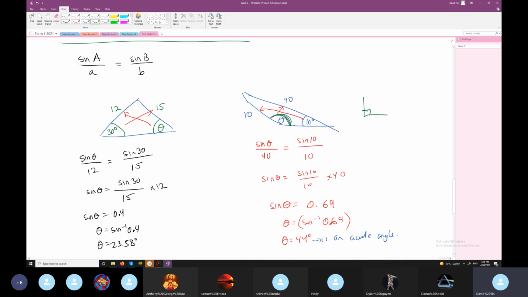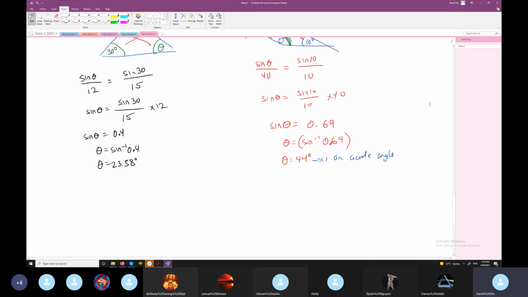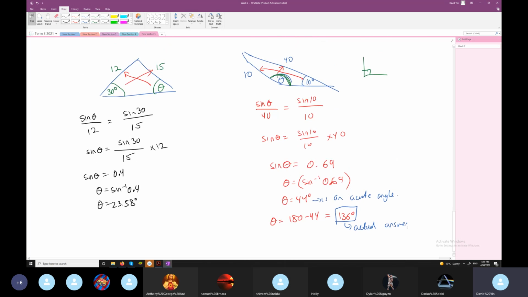When you have a question like this, where you can clearly see it's an obtuse angle but your answer is an acute angle, what you actually need to do is 180 minus your answer. So theta, the actual answer, is going to be 180 minus 44, which is equal to 136 degrees. That is the actual answer, not the 44. If you left out 44, you would have missed out on one mark. You've got every other mark before that, but the actual answer is 136 degrees because you can clearly see that theta is obtuse.